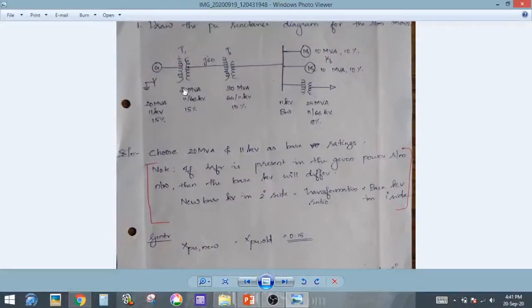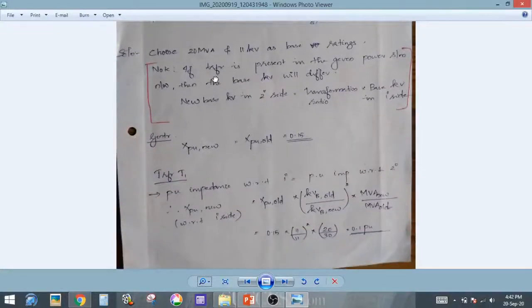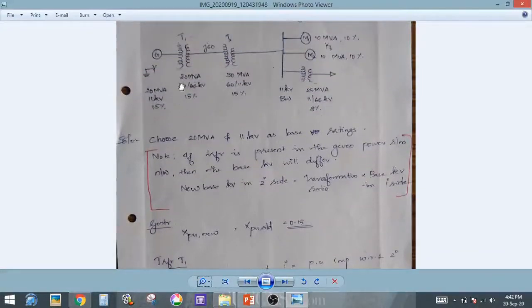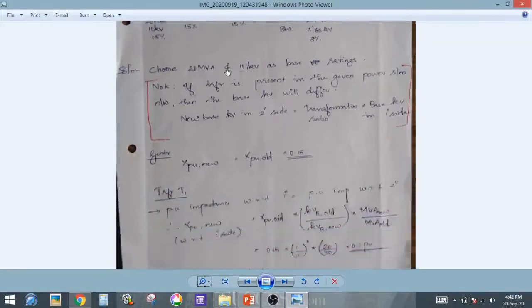For a transformer, we have to calculate either the primary reactance value or the secondary reactance value for the per unit calculation. Here I am considering the primary part of the transformer T1. This is the same for the secondary also.